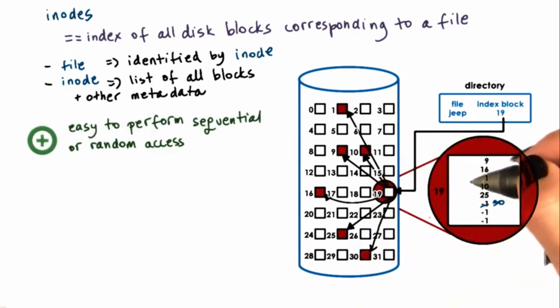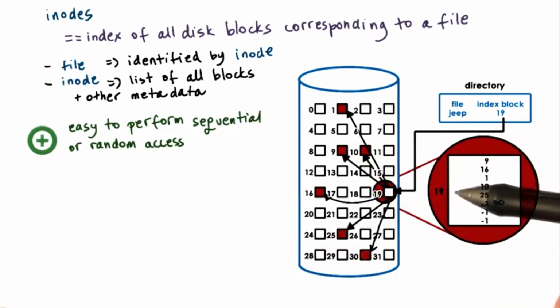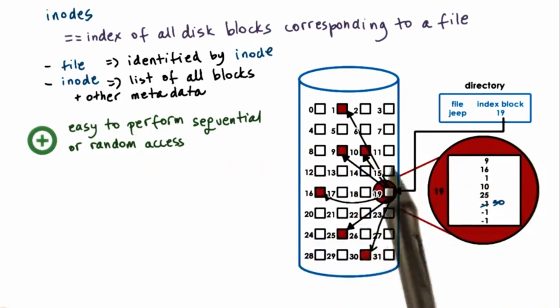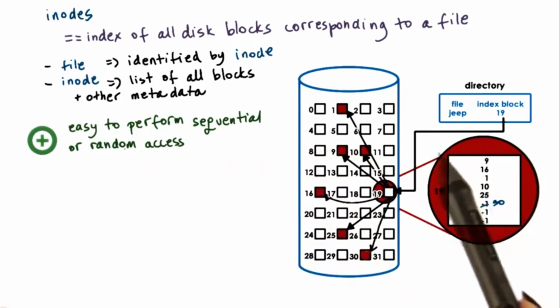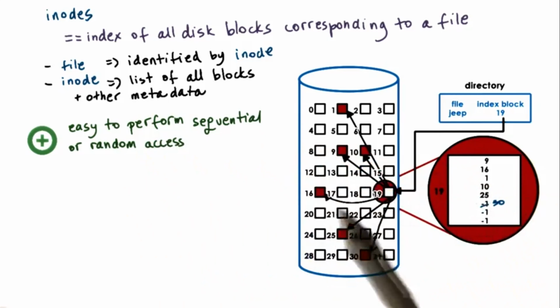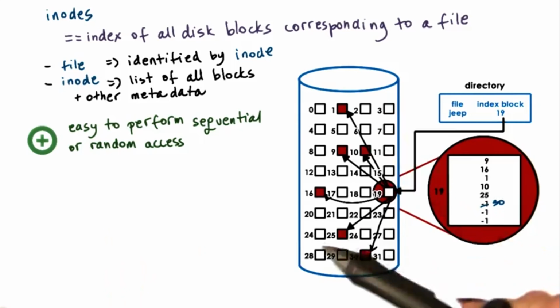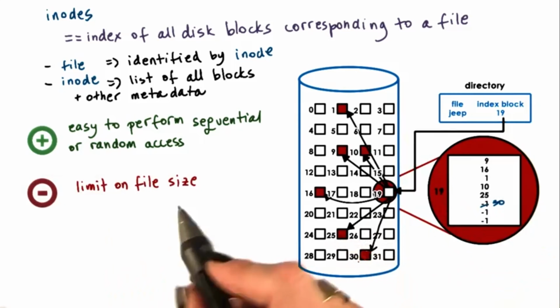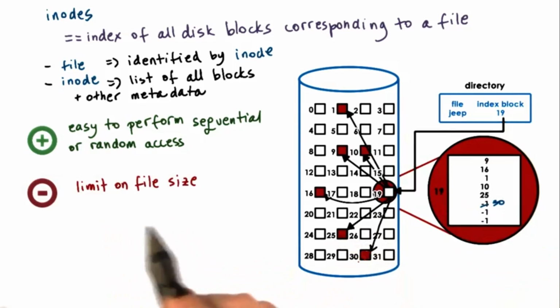The benefit of this approach is that it's easy to perform both sequential or random accesses to the file. So for sequential, we just need to get the next index into this list of blocks. For random access, we just, based on the block size, need to compute which particular block reference do we need to find. And so it's fairly straightforward to do this. The downside is that this limits the size of the file to the total number of blocks that can be indexed using this linear data structure.